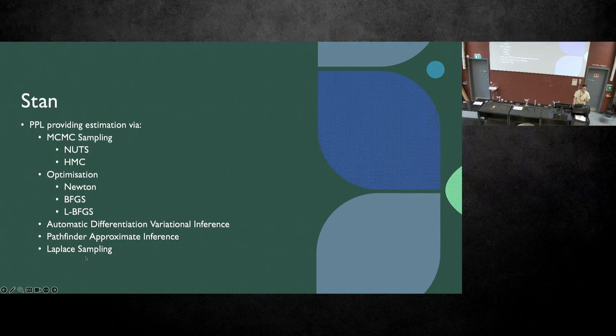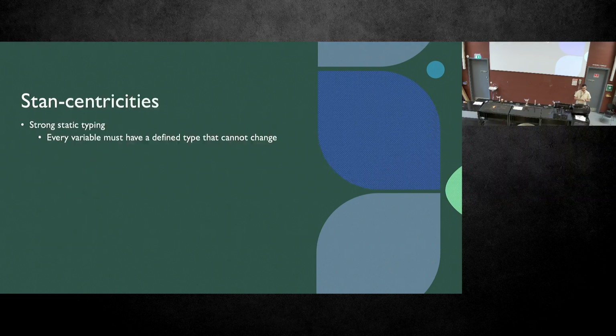Now, some quick prefaces before we expose you to the Stan language. It can be a little bit different to a lot of the probabilistic programming languages that you might be familiar with so far. And really one of the key things that a lot of newcomers can struggle with is that Stan is a strongly statically typed language. So every variable has to have a type, and we can't change that type once we've declared it.